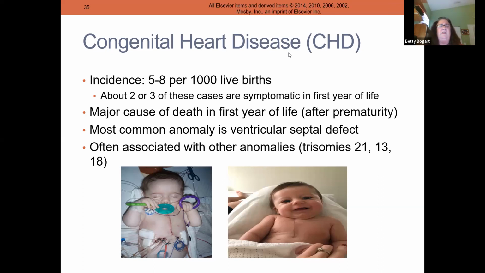Well, what is a ventricular septal defect? Well, between the right and the left ventricle, there's a wall. That's called a septum. There's a hole in it. Could be one, could be many, could be large, could be small. And you can hear that if you listen. You will hear a murmur.